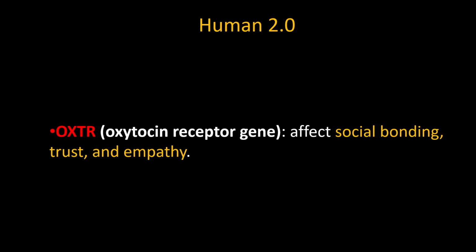That affects social bonding, trust, and empathy. This is the gene that is the essence of aloha. This is where we get our aloha from, is this gene, part of it. And by the way, this all happened 75,000 years ago.